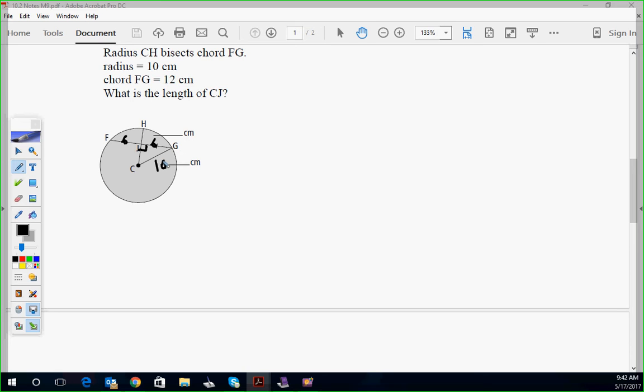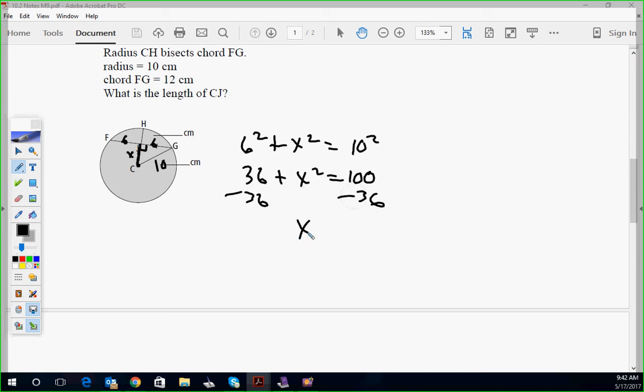CJ, where's J at? Oh, J's right there. So it's the same problem. We're doing Pythagorean theorem to find this again. Everybody okay with that? Okay, so we'll call this x again. 6 squared plus x squared equals 10 squared. 36 plus x squared equals 100. Minus 36. Square root of 64. That is 8.